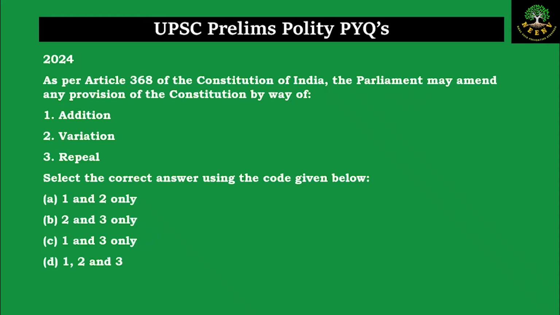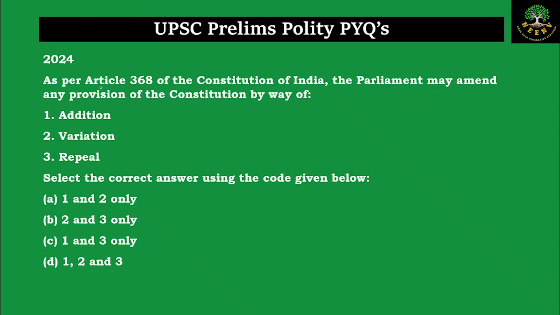Let us discuss the next question now. This is also from 2024. As per Article 368 of the Constitution, the Parliament may amend any provision of the Constitution by way of 1. Addition, 2. Variation, 3. Repeal. Select the correct answers using the code given below.